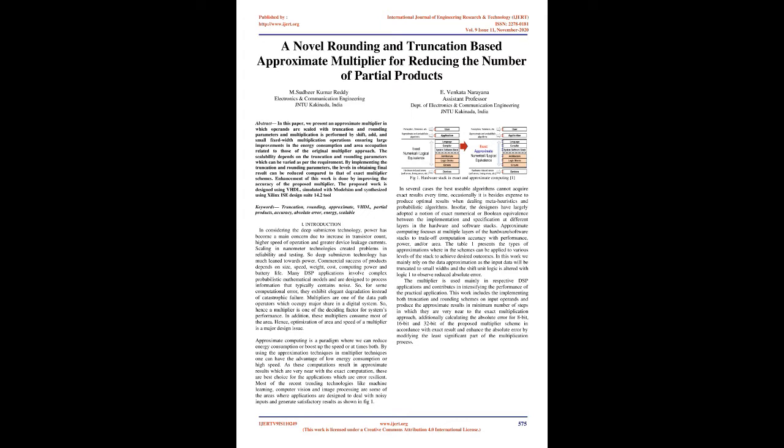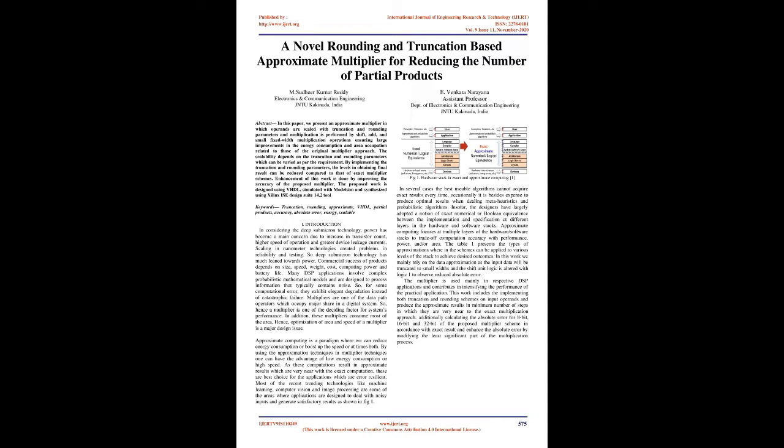The scalability depends on the truncation and rounding parameters, which can be varied as per the requirement. By implementing the truncation and rounding parameters, the levels in obtaining the final result can be reduced compared to that of exact multiplier schemes. Enhancement of this work is done by improving the accuracy of the proposed multiplier. The proposed work is designed using VHDL, simulated with Modelsim, and synthesized using Xilinx ISE Design Suite 14.2 tool. Keywords: truncation, rounding, approximate, VHDL, partial products, accuracy, absolute error, energy, scalable.